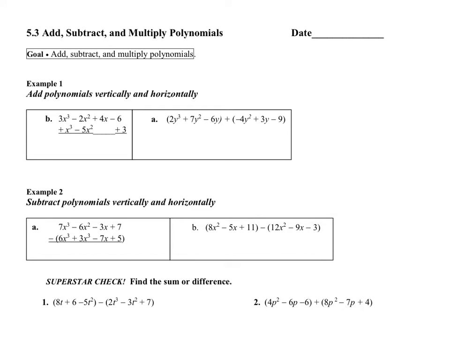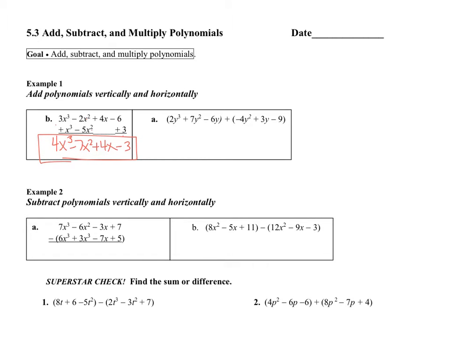One way to do this is just to stack like terms underneath each other, and then just combine like terms. So 3 plus 1 is 4, and then the powers just stay the same. You're just combining like terms. The squareds make negative 7x squared. The 4x just drops down. And then negative 6 and positive 3 makes negative 3.